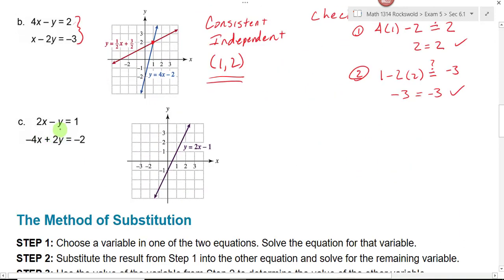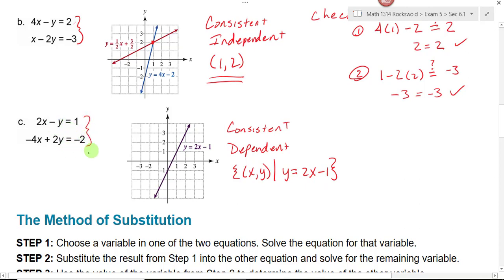On part C, if I solve this equation for y, I get y equals 2x minus 1. Here, if I solve this equation for y, I also get y equals 2x minus 1. Because there's an infinite number of solutions, we would say this is a consistent system of dependent variables. Your solution is going to be the set of all points x, y, an ordered pair, given the condition that y is equal to 2x minus 1. What that means is that any point along this line will make both of these equations true at the same time.